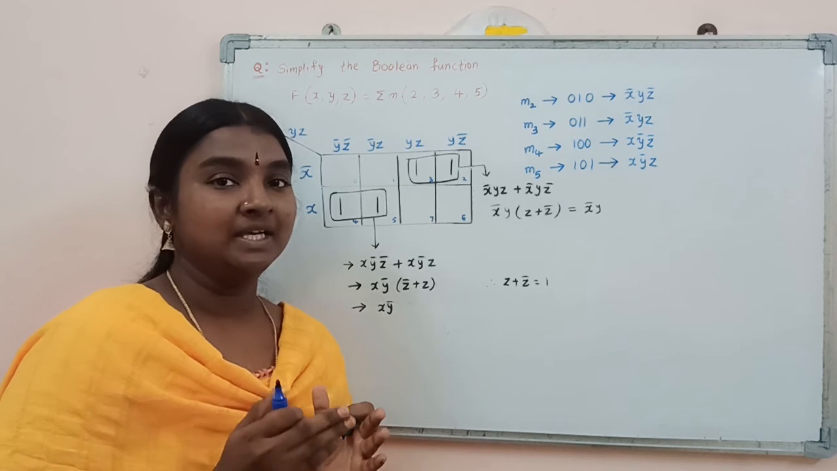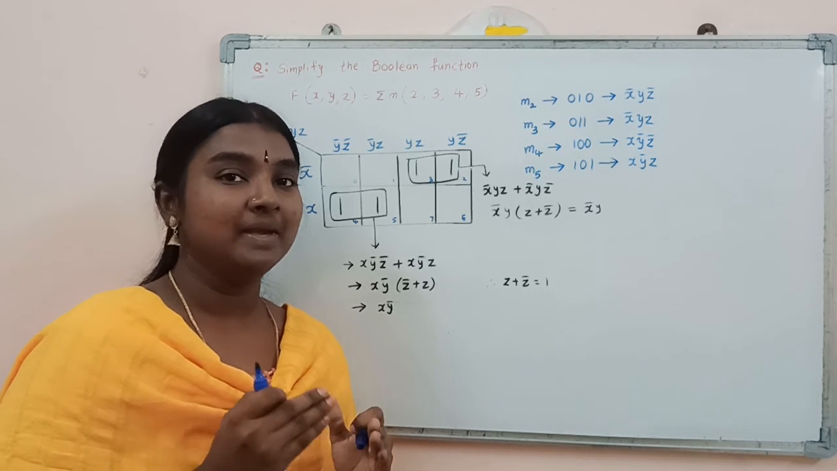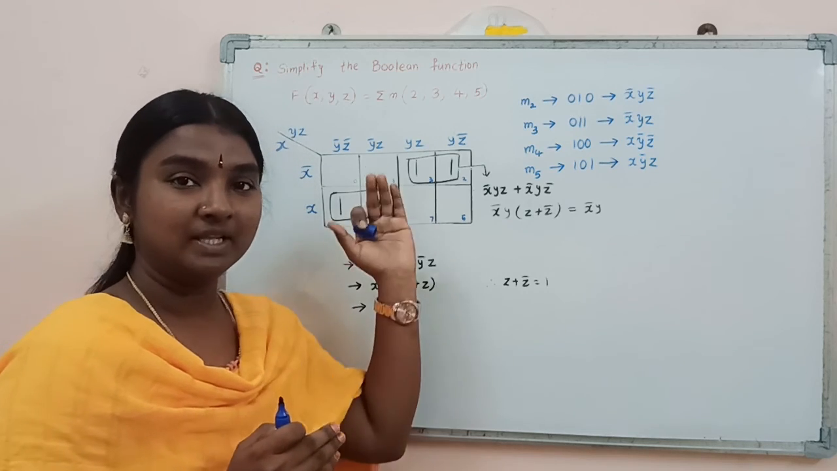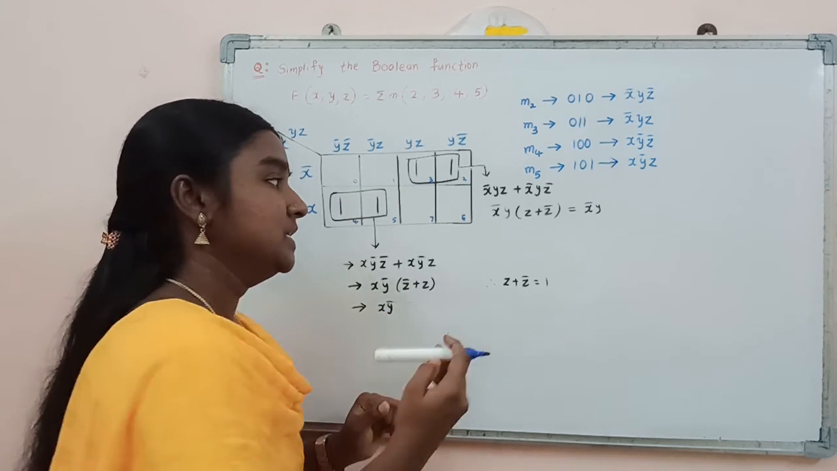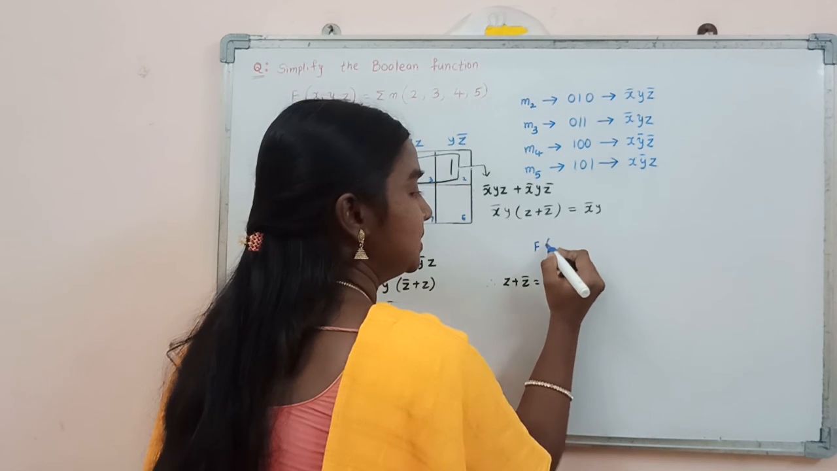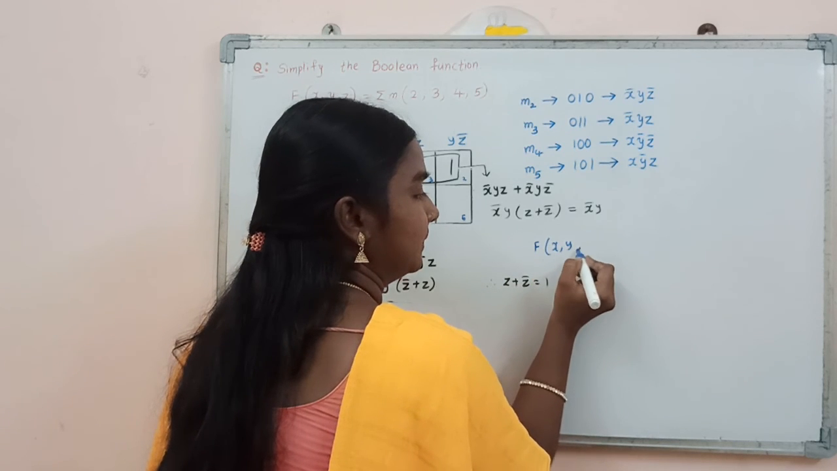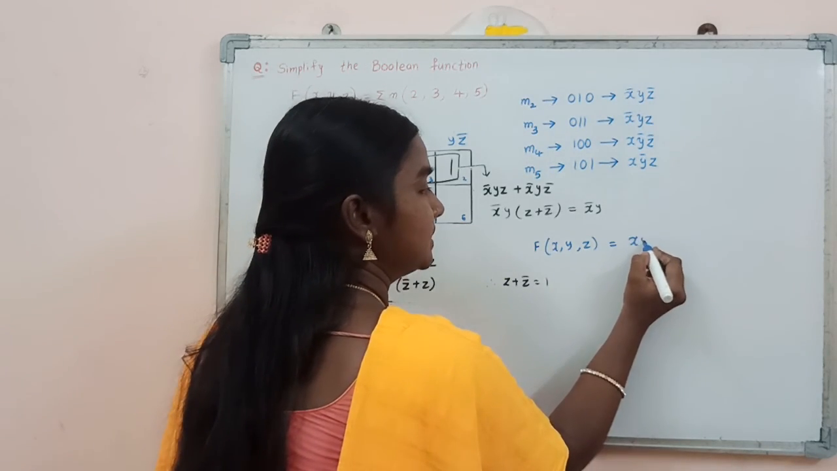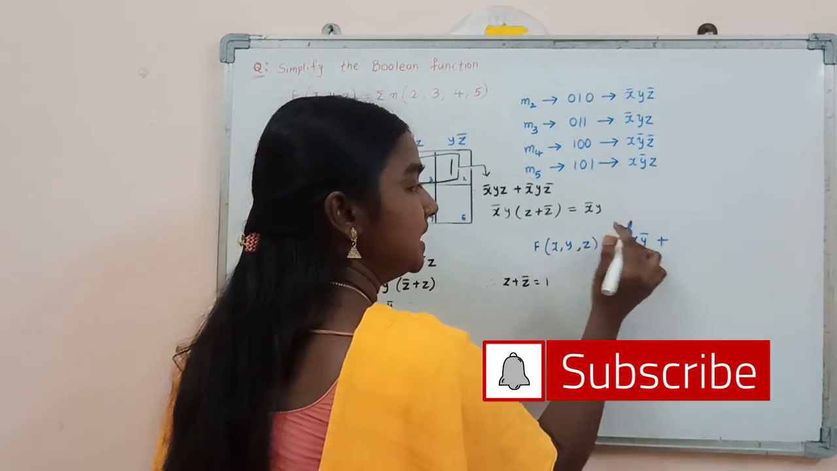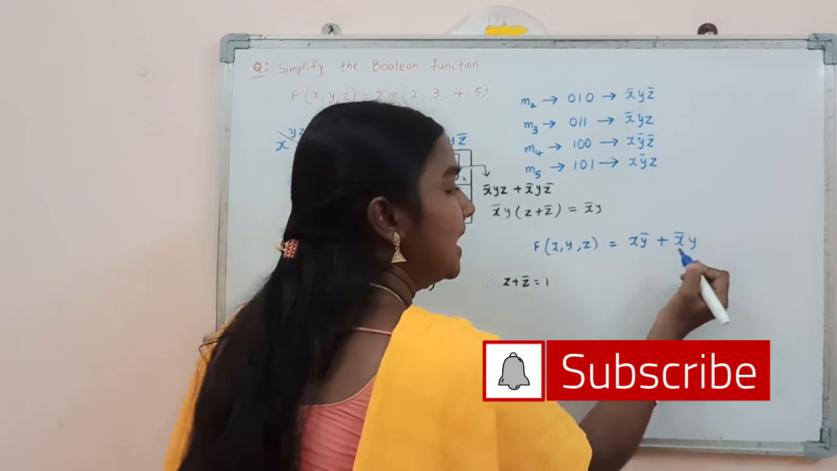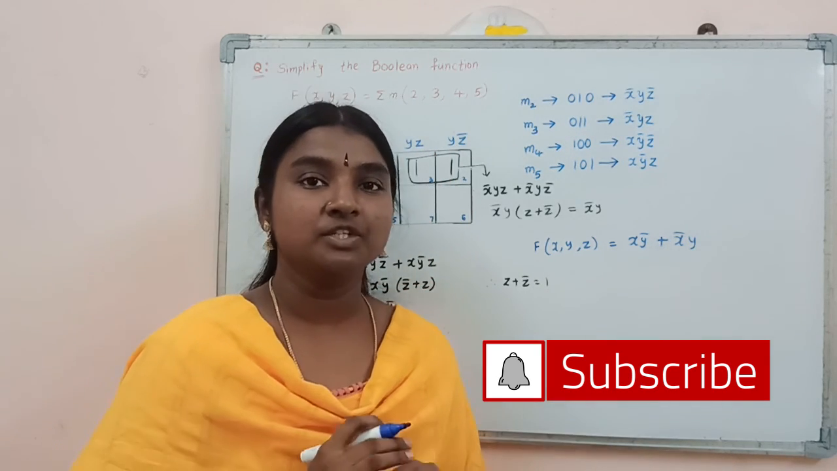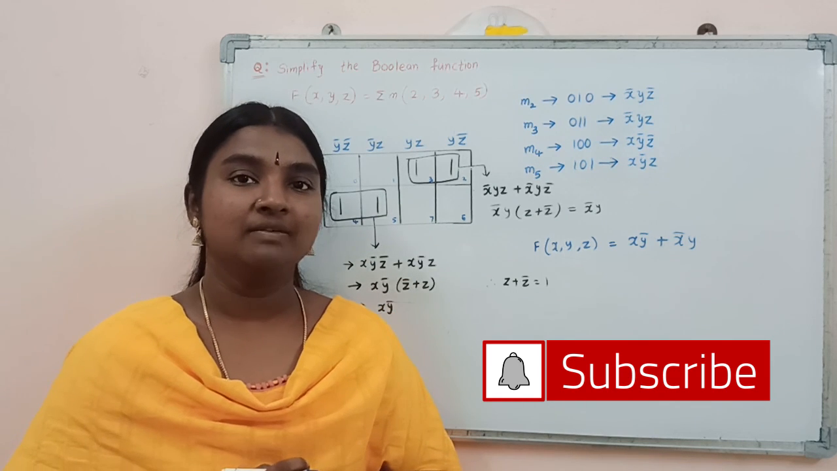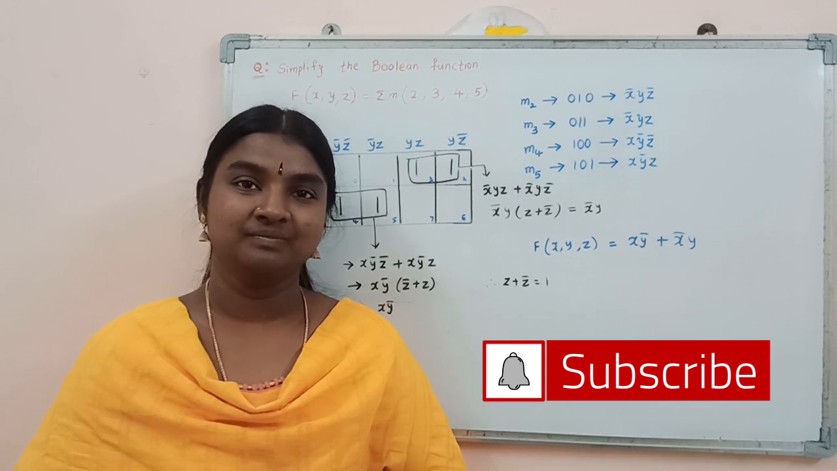Now, by adding these two product terms, we may find the simplified Boolean expression for the mentioned function. So the simplified expression will be equal to the first product term x y bar plus the second product term x bar y. So this is going to be the simplified function for the given Boolean function. Thank you.